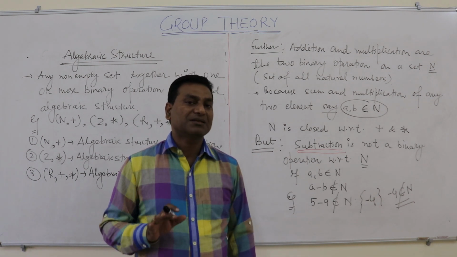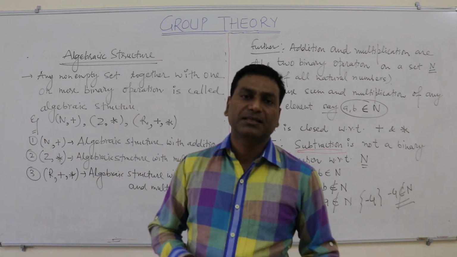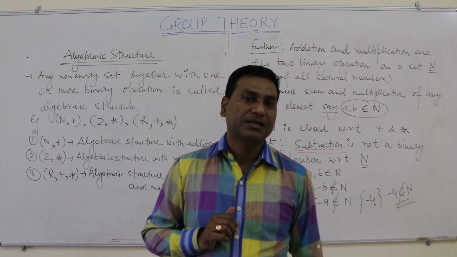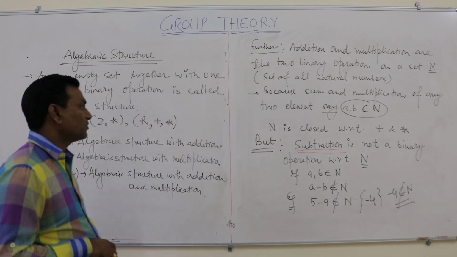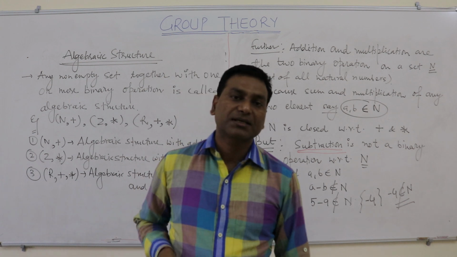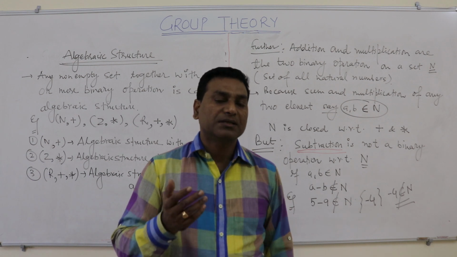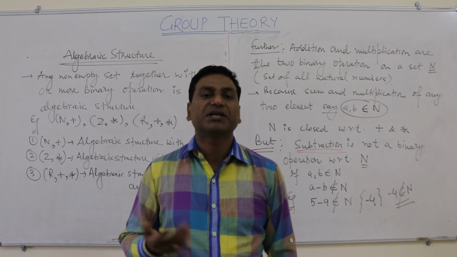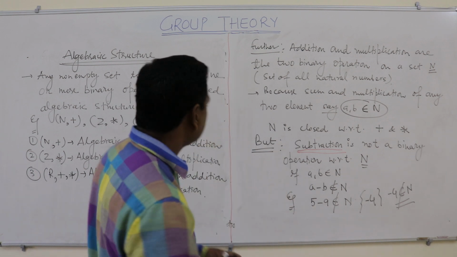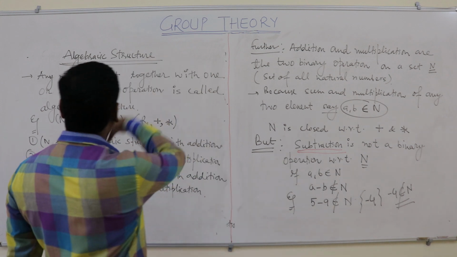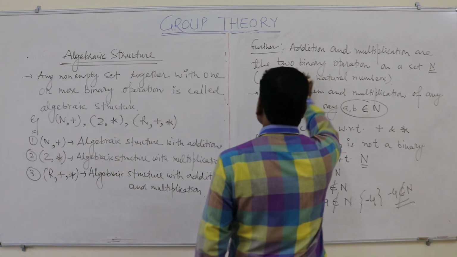So group is nothing but any algebraic structure that holds some properties, that is known as the group. And we very well know that in a group there are normally 4 properties: closure, associative, identity element, inverse element, and the fifth one is commutative property. From commutative property we say whether it is abelian or not abelian. So this is about the binary operation and algebraic structure.